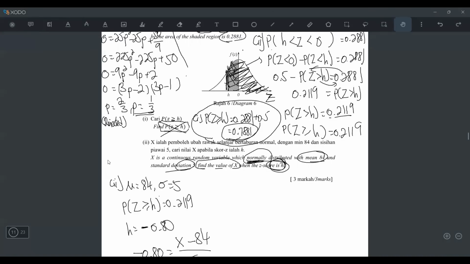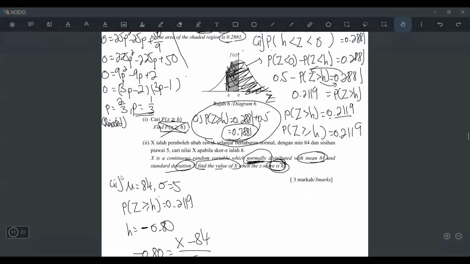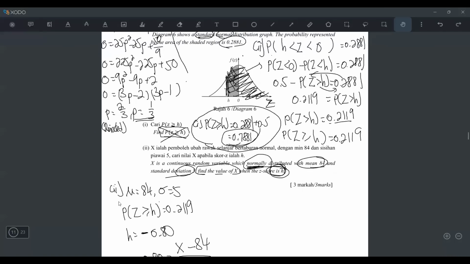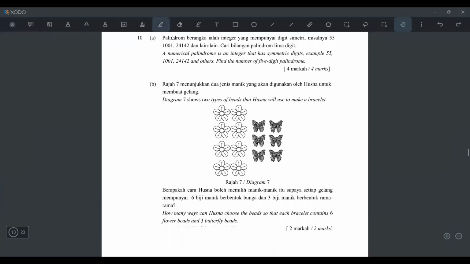So let's think about this. PZ smaller negative. Yeah, I think I did everything correctly, right? 0.5 minus. Okay, never mind. I'll just leave it at that. Okay, so let's go to number 10.